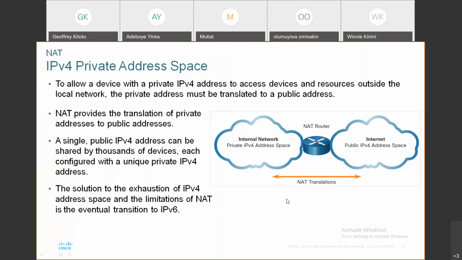The solution to the exhaustion of the IPv4 address space and the limitations of NAT is the eventual transition to IPv6. So NAT is being used here temporarily. It's not going to be used forever. It's used temporarily just to translate our private addresses to public addresses.